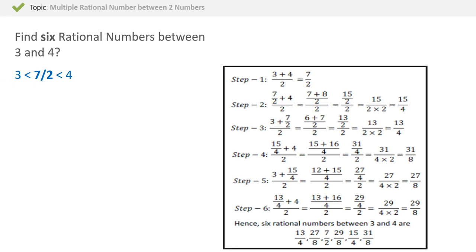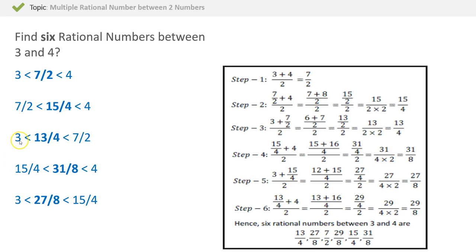Next, I'll take 7 by 2 and 4, add them and divide by 2. What I'll get is 15 by 4, which is a number between 7 by 2 and 4. At the same time, I can take 3 and 7 by 2, add these two numbers and divide by 2. What I get is 13 by 4. And if I keep going, I can further take 15 by 4 and 4, add them and divide by 2. What you get is 31 by 8, which is again a number between 15 by 4 and 4.